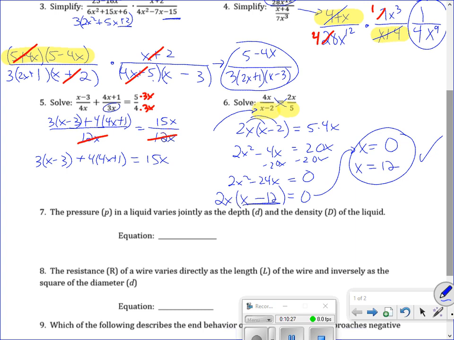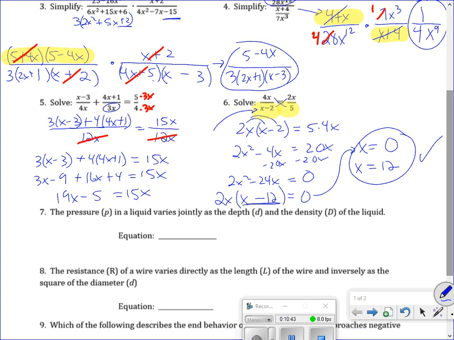I'm going to multiply this out. 3x minus 9 plus 16x plus 4 equals 15x. All right, it's just a normal problem. Okay, so on the left side, I'm going to clean that up. I get 19x minus 5 equals 15x.